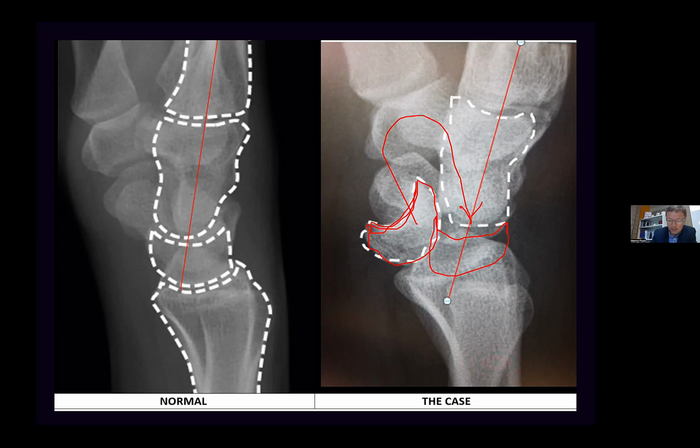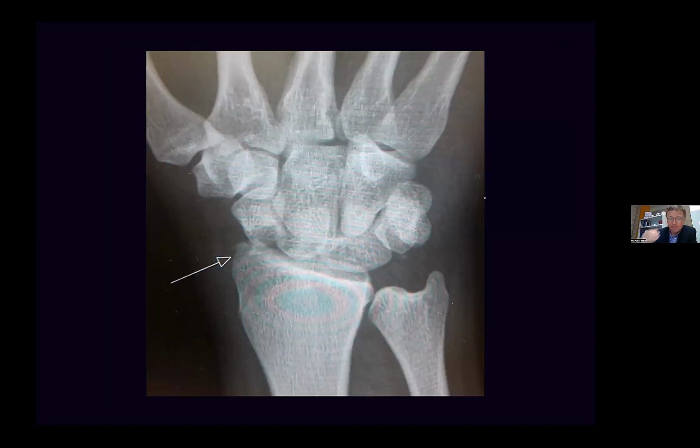And so if you look at the AP view of the thing, there's a small tiny fracture off the distal end of the radius on the medial side, so that he's got a fracture there as well.